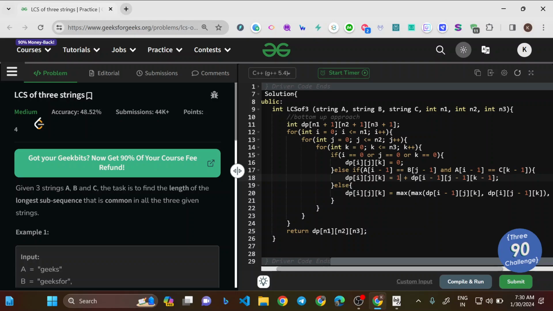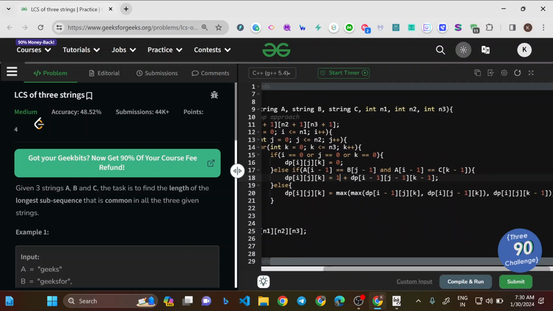Or else dp of i, j, k equal to max of dp of i minus 1, j, k, dp of i, j minus 1, k, dp of i, j, k minus 1, isn't it? The similar thing that we have done in LCS. Like reduce the length of the first string keeping the length of the second string the same, or reduce the length of the second string keeping the first length the same. Similarly we are doing here: this is first length reduction, this is second length reduction, and this is third length reduction. So the same thing that we've been doing.